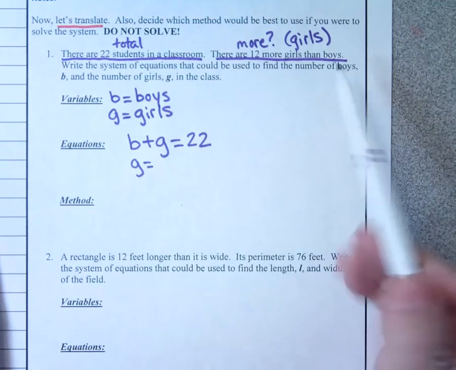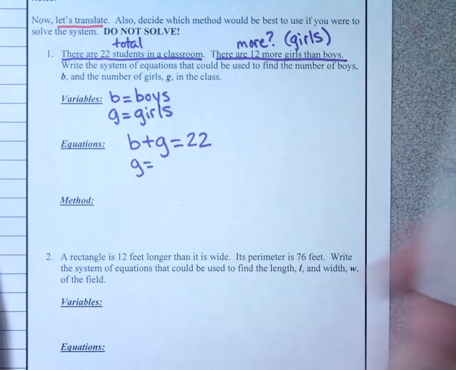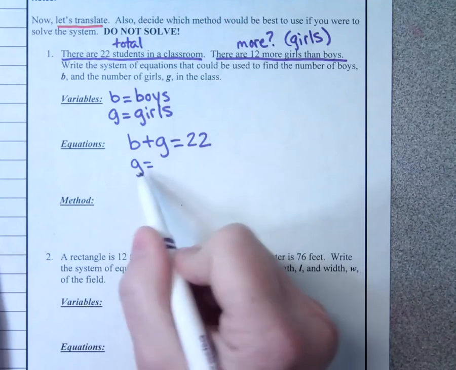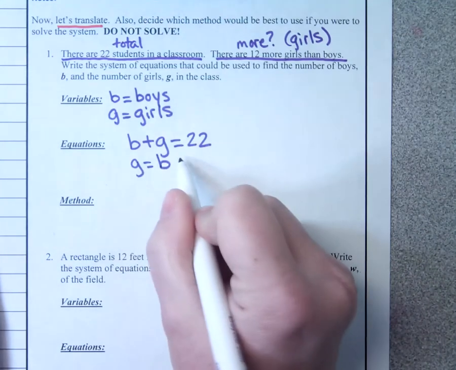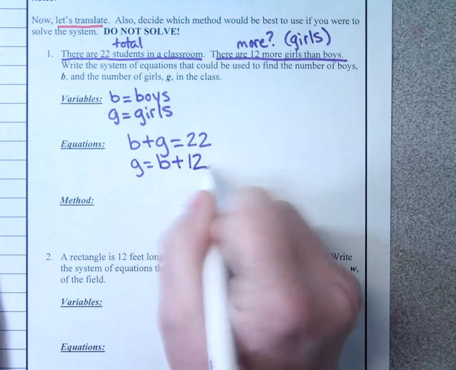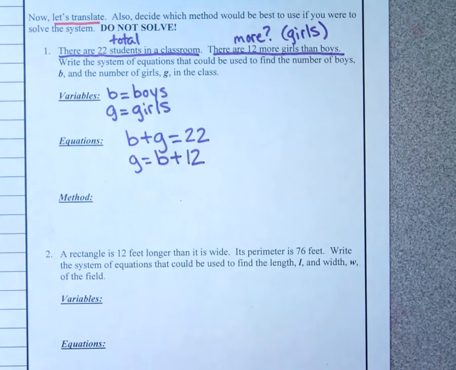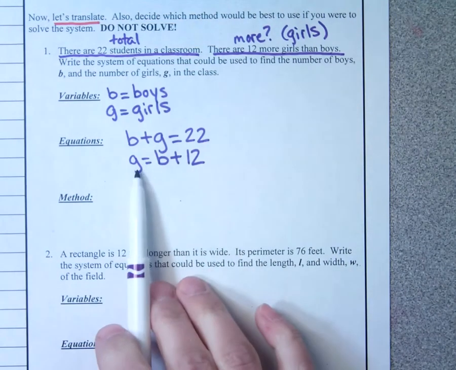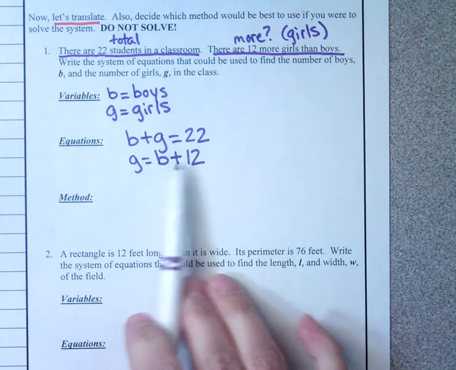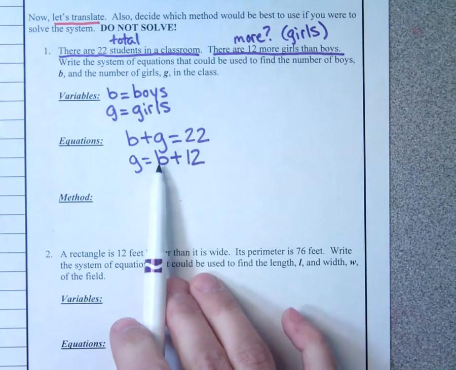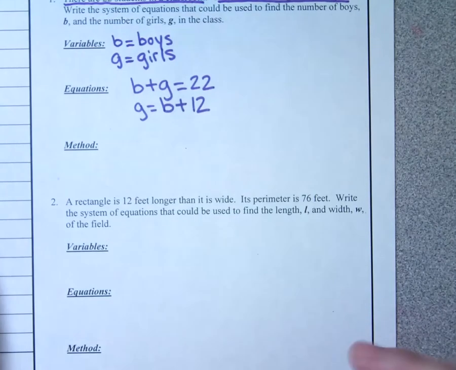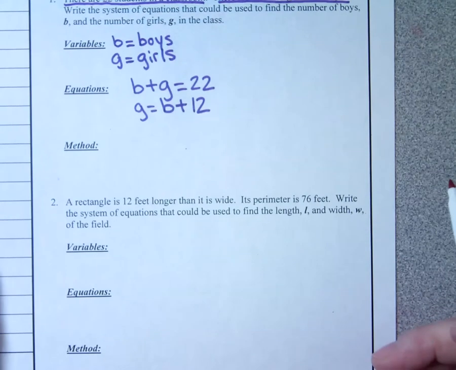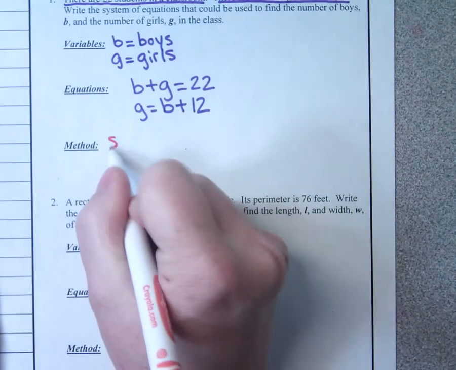And how many more girls do we have? We have 12 more girls than boys. So the girl amount that we have is the number of boys plus 12 on top of that. The number of girls in the class is 12 more than the number of boys. Okay, so here is our system of equations, and then we're just going to talk about how we could solve it. If you were to do this by hand, substitution would be the best way to do it.